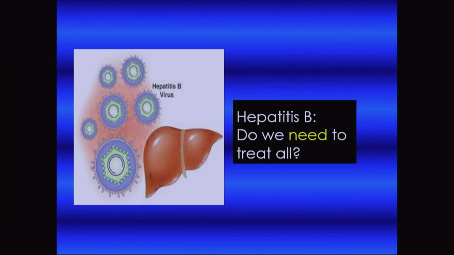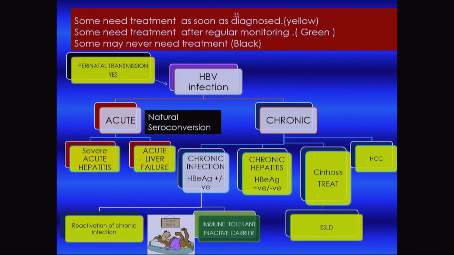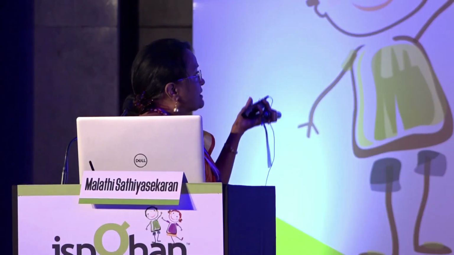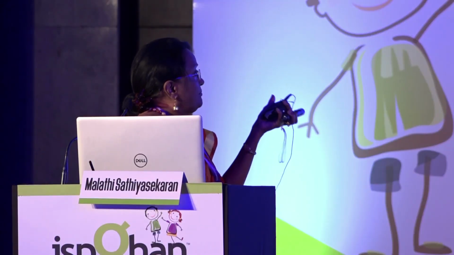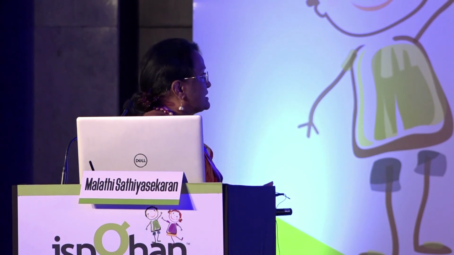So do we need to treat all, ladies and gentlemen? This would be my final slide. You treat all the yellow blocks. Yes, perinatal transmission: you treat the mother, you treat the baby. Severe acute hepatitis, acute liver failure; chronic infection, you have to follow them up. So some need treatment as soon as diagnosed, some need treatment after regular monitoring, some may never need treatment, especially the ones who had natural seroconversion. HCC and ESLD may require a transplant.